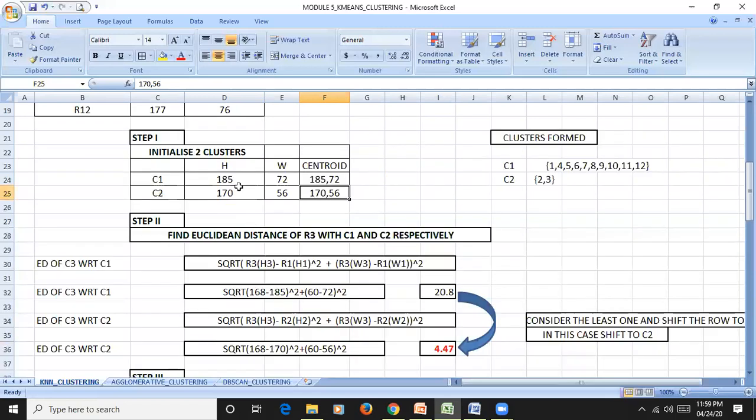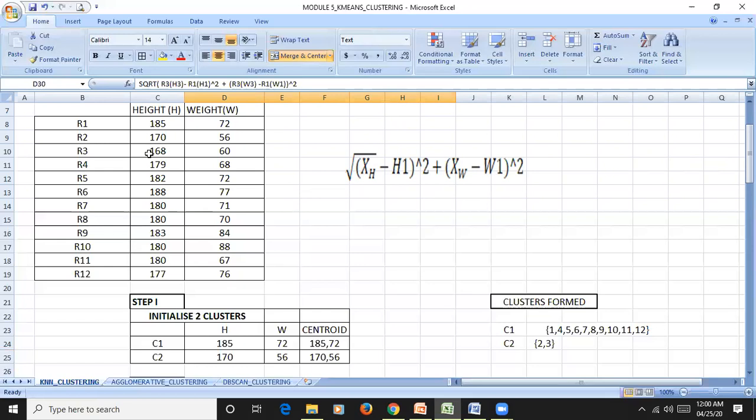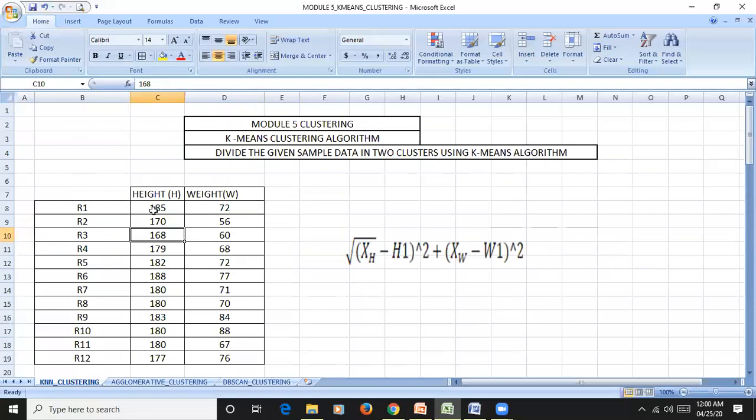The same thing is used here. Euclidean distance of R3 with C1 and C2 respectively. Euclidean distance of C3 with respect to C1. So that is square root of (R3 of H3 minus R1 of H1) the whole square. I have just written it out for your purpose so that it will be easy for you to get well with it.